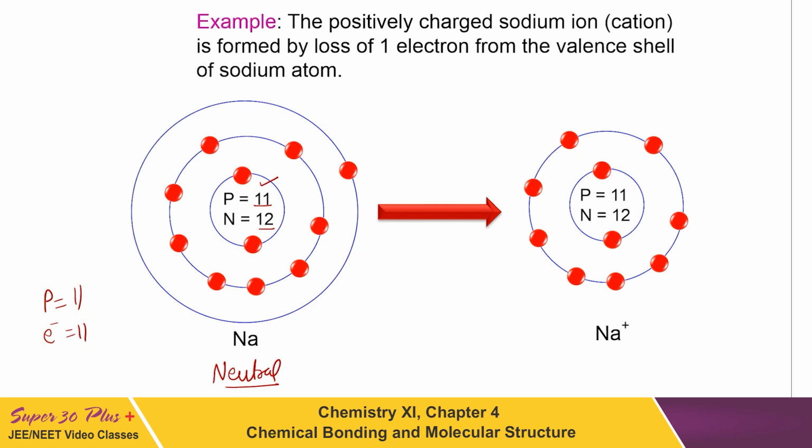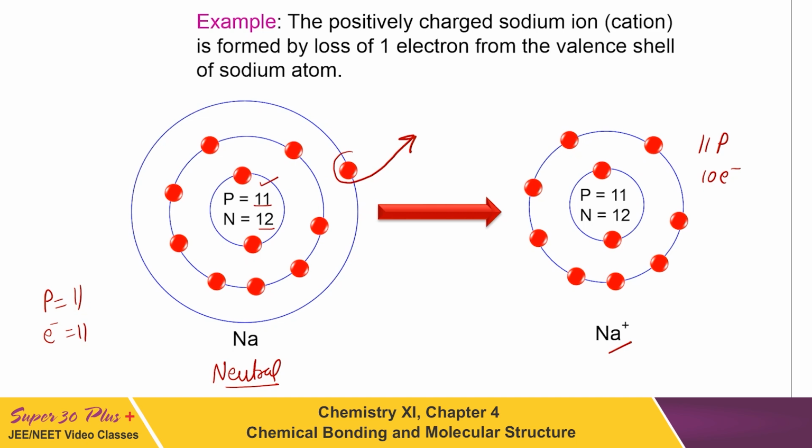But if you have a look at sodium +1, what happens in sodium +1? See, this electron of the outer shell has been removed. When this electron has been removed, for 11 protons there will be just 10 electrons remaining, and this will cause the formation of the cation Na+. So then there will be a formation of cation Na+.